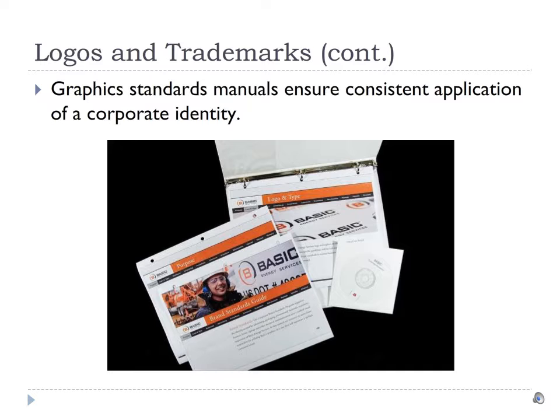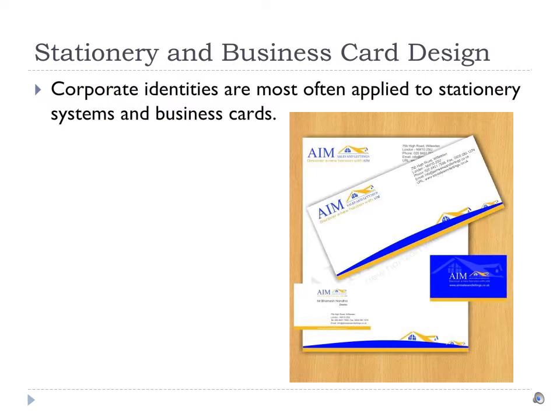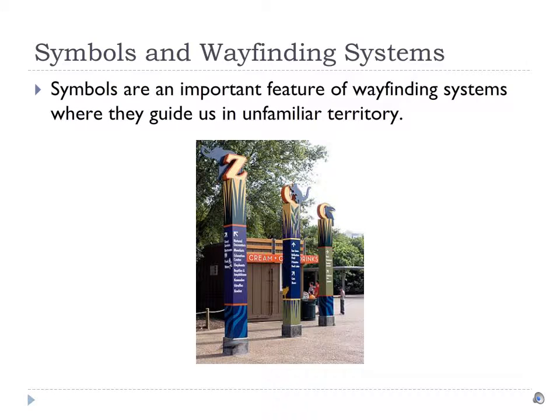They can also include examples of signage and ways that the brand may not be used. You can find many examples by Googling graphic standard manuals. We also see corporate identities applied to stationery systems and business cards. This is part of maintaining the consistency of the brand. Colors and type must be the same across all mediums or the brand becomes disconnected and can fail.